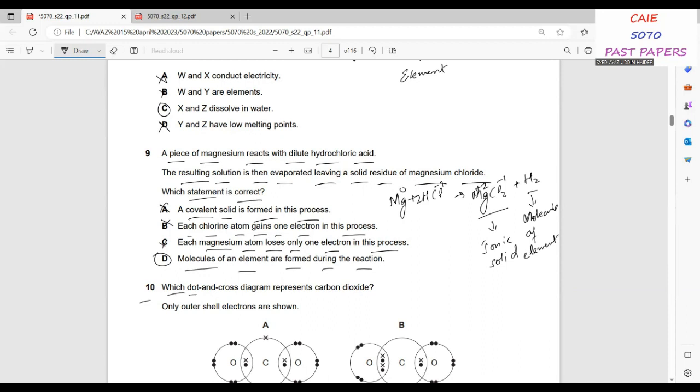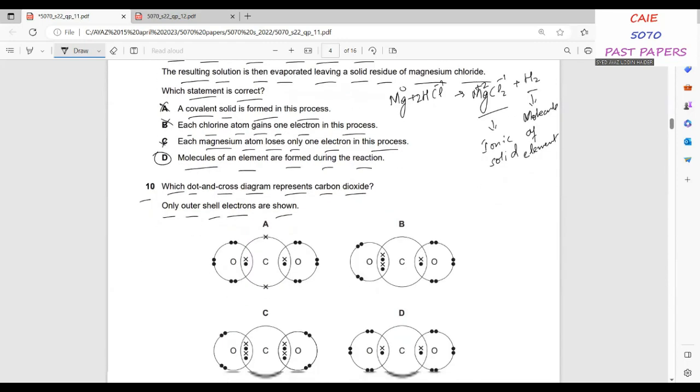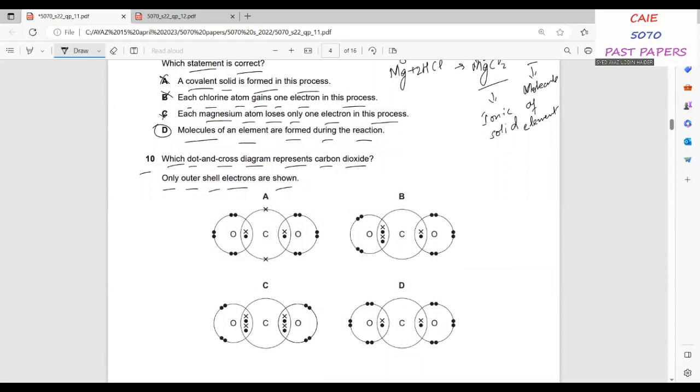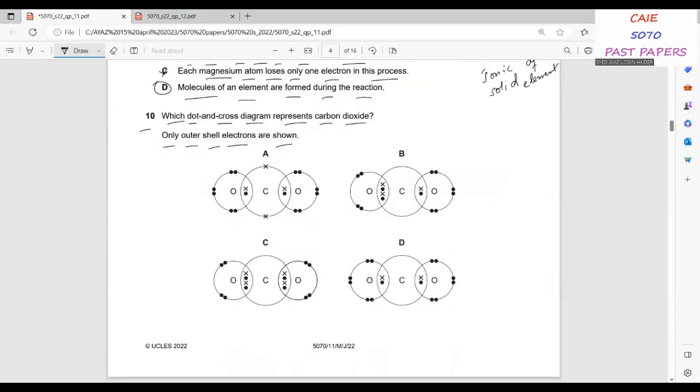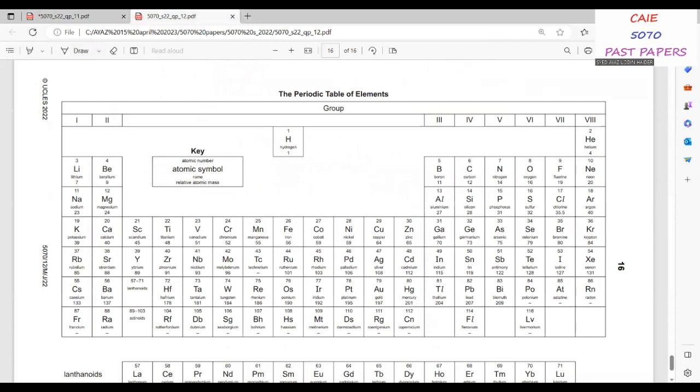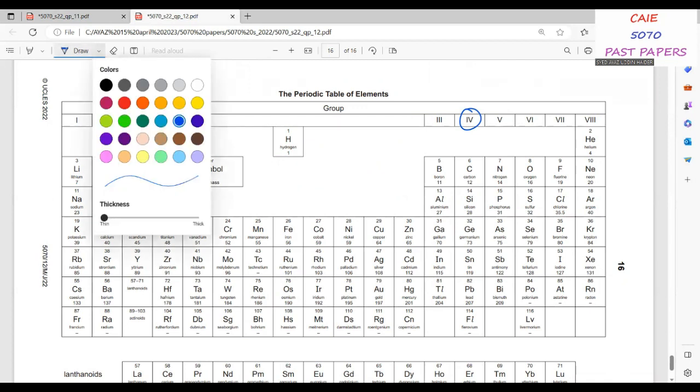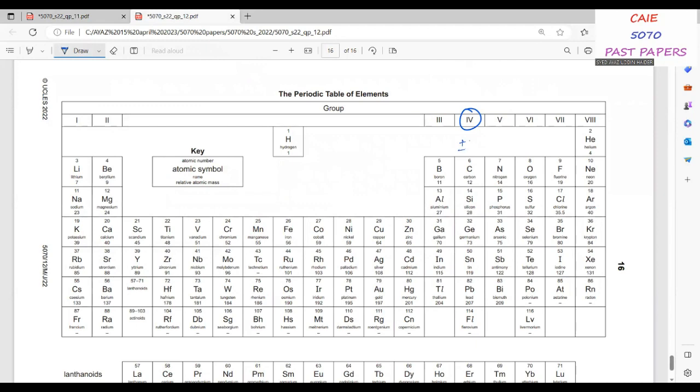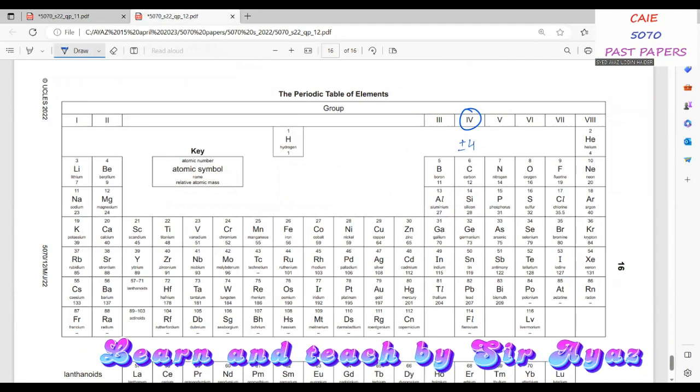Number 10. Which dot and cross diagram represents carbon dioxide? Only outer shell electrons are shown. If you look at the position of carbon, carbon belongs to group 4. So the valency of carbon will be +4. And oxygen belongs to group 6. The valency of oxygen will be -2.